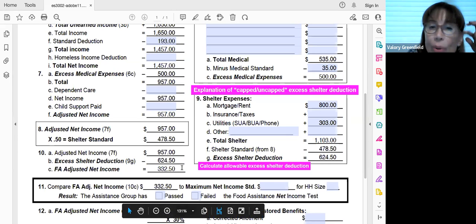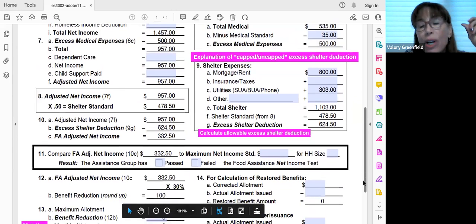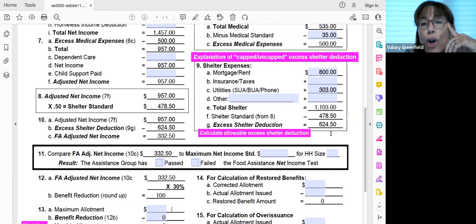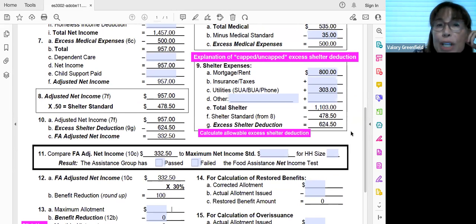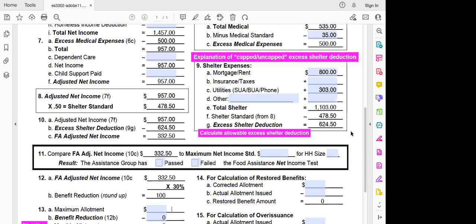A word about 9G, that excess shelter deduction. For October 2022 and forward, for 12 months, the next year coming, that is capped at 624. So Cindy, how come we got to deduct the entire 624.50 cents for this particular 70-year-old woman? Well, fortunately, if you're a person who has a disability or you're a senior, you get to deduct your entire excess shelter deduction and you're not capped at $624.